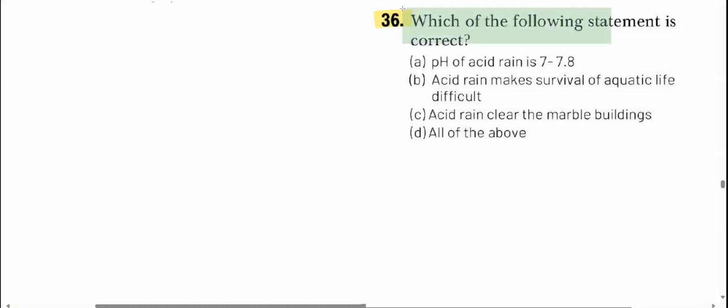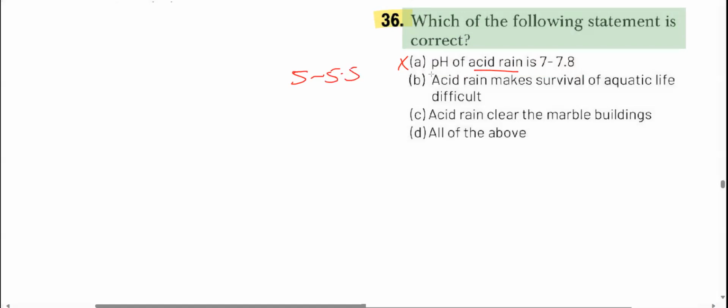We have to find a statement which is correct here. The first statement is that the pH of an acid rain is between 7 and 7.8. That's wrong. If it is acid rain, it must be acidic, as you know that 7 is neutral and above this is alkaline. So it cannot be acid. This is a wrong statement. You should also know that the pH of acid rain varies between 5 and 5.5.